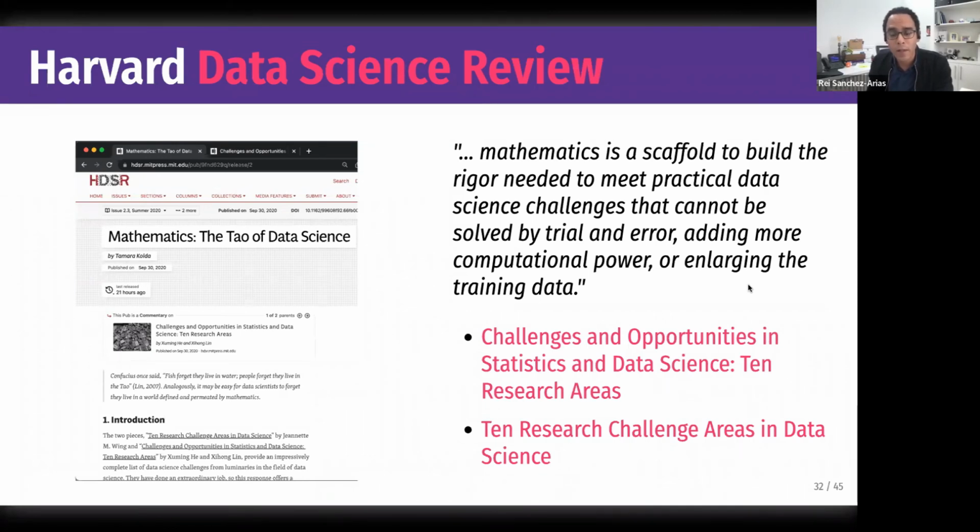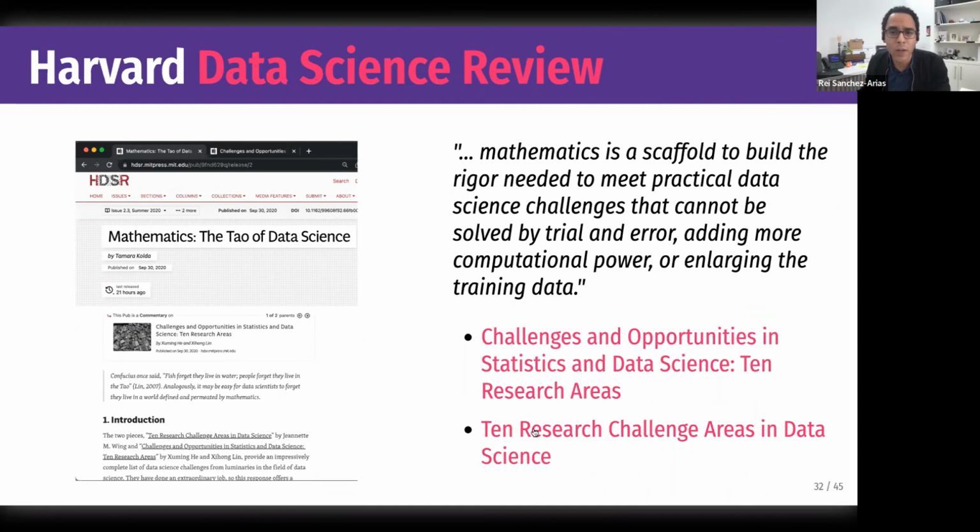And I'm taking a quote from Professor Kolda in this publication: mathematics is a scaffold to build the rigor needed to meet practical data science challenges that cannot be solved by trial and error, or adding more computational power, or simply enlarging the training data. I think it really hits the point with this quote. This is the reason why there are opportunities for those of you in the audience who are passionate about math, and there are applications to explore in the different challenges in data science problems.